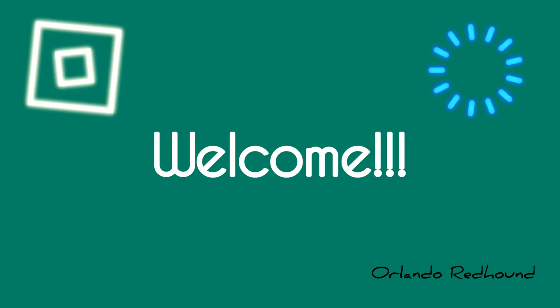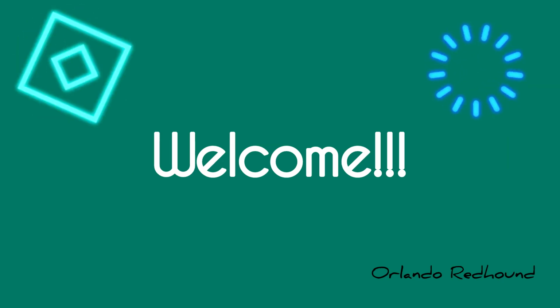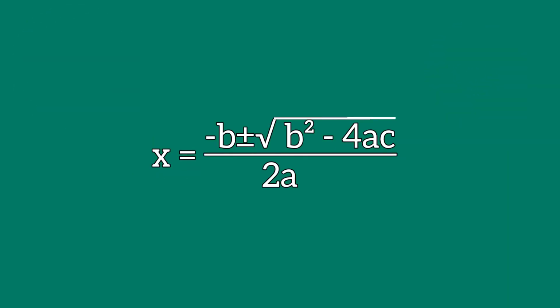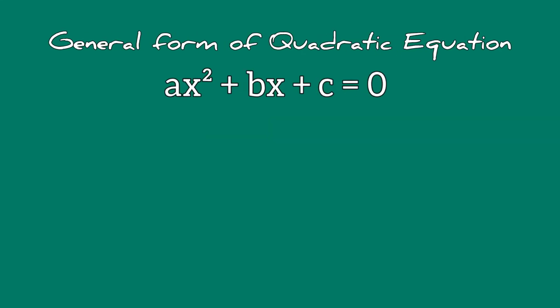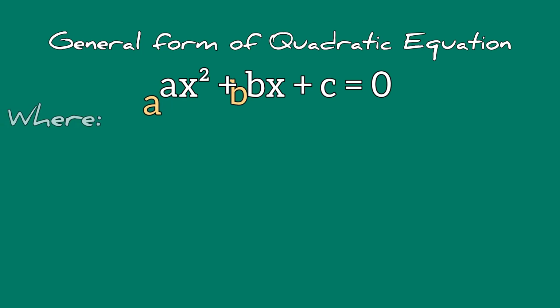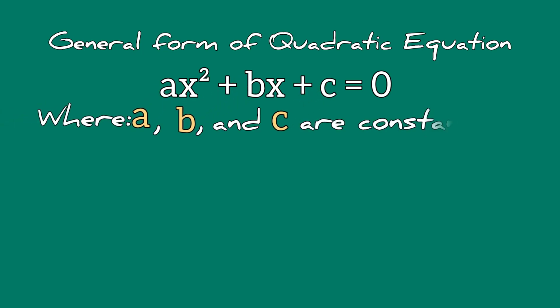In this video, we will discuss step by step how to derive the quadratic formula from the general form of a quadratic equation, ax squared plus bx plus c equals 0, where a, b, and c are constants.